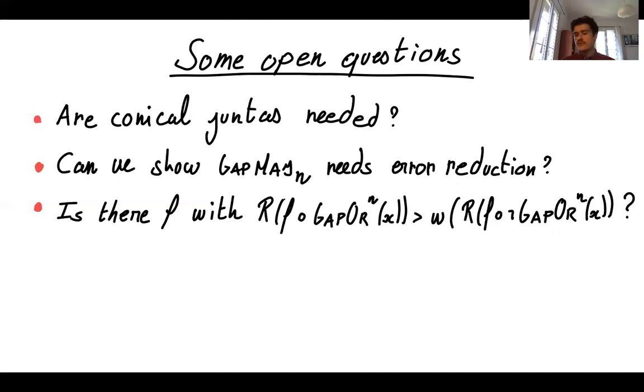So we're looking for a Boolean function f, such that the randomized query complexity of f composed with gap OR would somehow be larger than the randomized query complexity of f composed with the negation of gap OR. So that would also be an interesting open question.